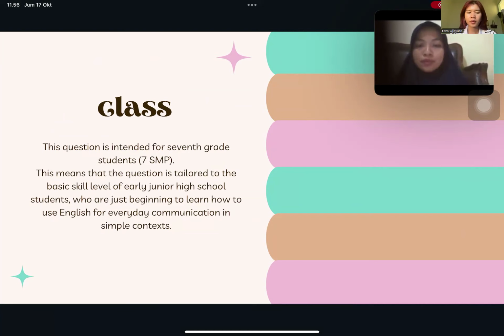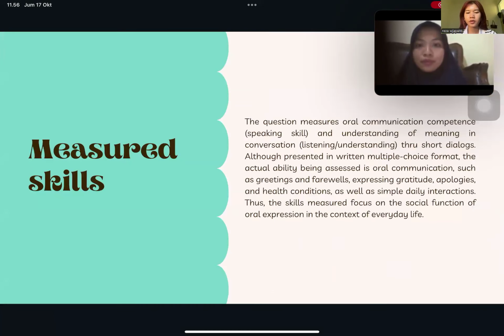The next is about the measured skill. The question measures oral communication competence, like speaking skill and understanding of meaning in conversations, like listening and understanding. Thus, although the short dialogues are presented in written multiple choice format, the actual ability being assessed is oral communication such as greetings and farewells, expressing gratitude, apologizing, and health conditions, as well as simple daily interaction. Thus, the skill measured focuses on the social function of oral expression in the context of everyday life.